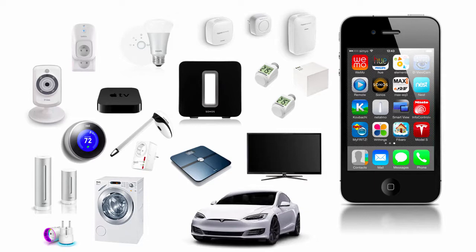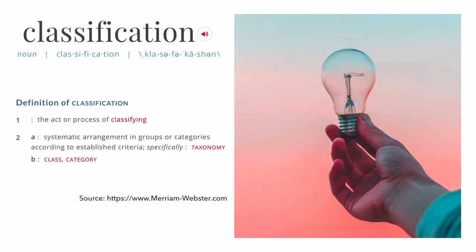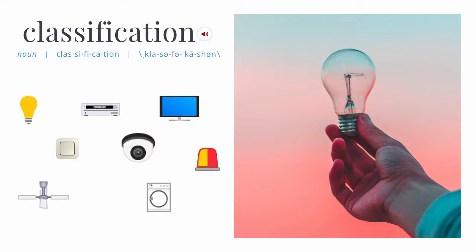Now, the very first thing that you have to do is to say you're not talking about a specific device from a specific manufacturer, but you really have to group them into some kind of categories, which means that you're looking for a classification system. So a classification is a systematic arrangement in groups or categories according to established criteria. If we do so, we're not talking anymore about a Philips Hue bulb, for example, but about light bulbs in general, like televisions, switches, fans, washing machines, and whatsoever.